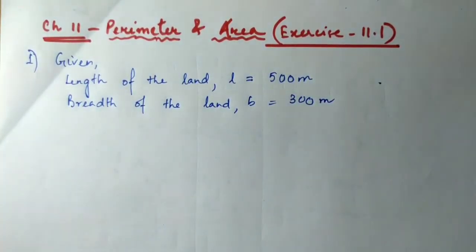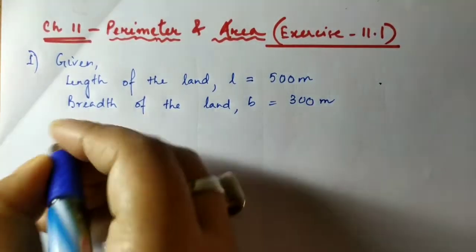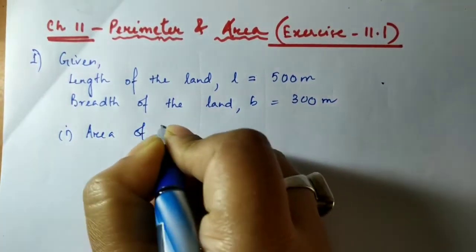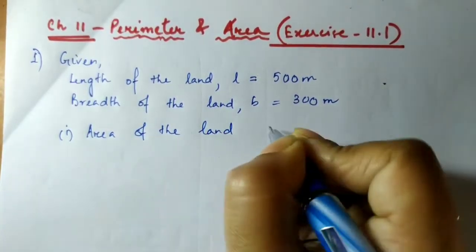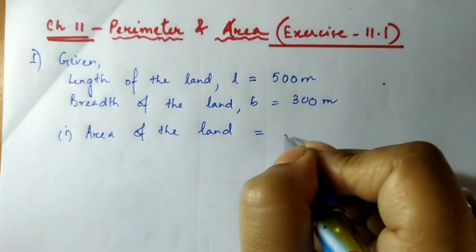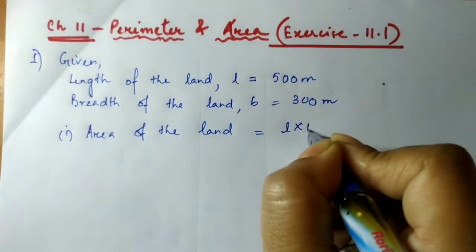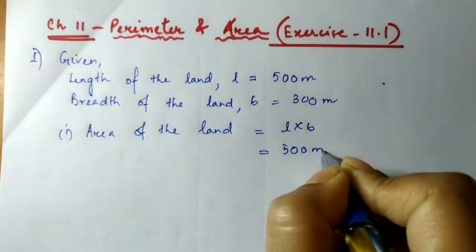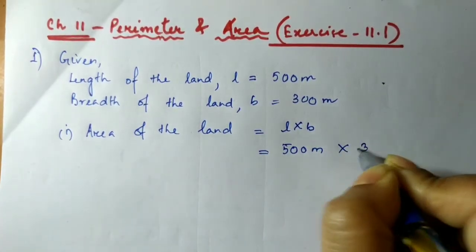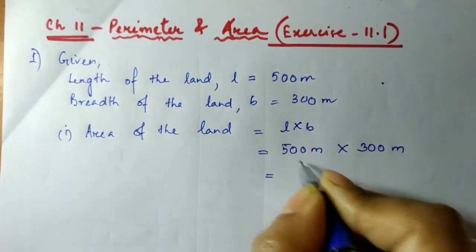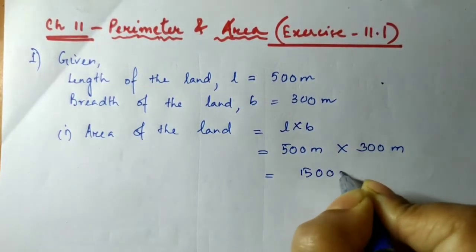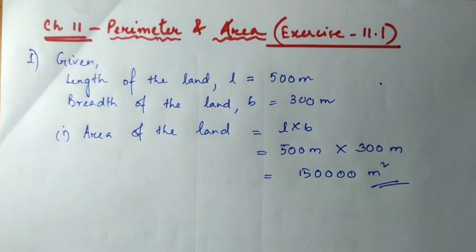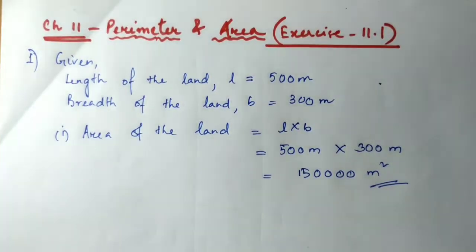Question number 1 says, find its area. Then we also have number 2. So let's do number 1. Area of the land will be how much? We know the area of a rectangle is equal to length into breadth, and this is a rectangular piece of land, so it will be L into B. L is 500 meter and B is 300 meter. 500 and 300: 5 3s are 15 and 4 zeros, 1 2 3 4, so 150000 meter square, or square meter. So this is the first part of the solution.